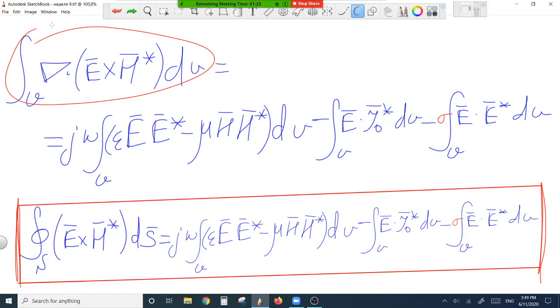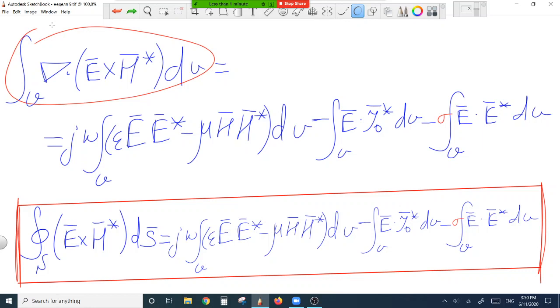The left hand side is the complex power flow through the surface S, which is enclosing the volume V. The first term on the right hand side is the reactive power in the volume. The second term on the right hand side is the complex source power, and the last term is the dissipated power in the volume if dissipation occurs.